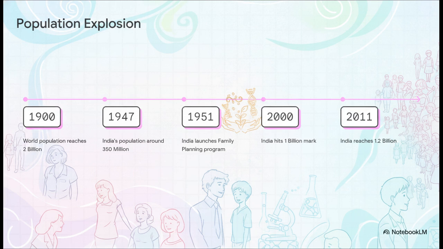But despite those early efforts, thanks to rapidly declining death rates and way better medical care, India hit 1 billion by the year 2000 and 1.2 billion by 2011. Rapid growth samajhna bahut zaruri hai because it meant we desperately needed solid scientific solutions to manage our future.